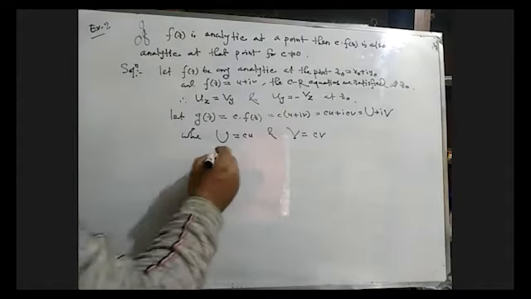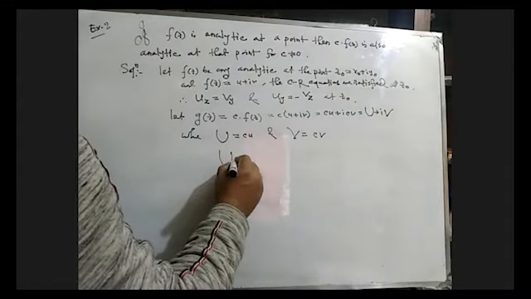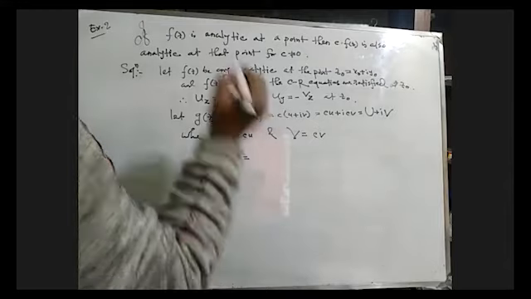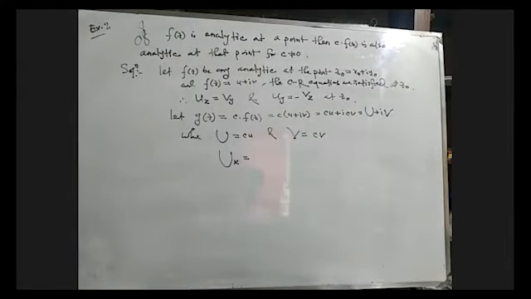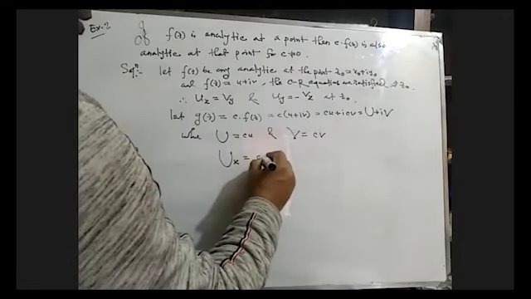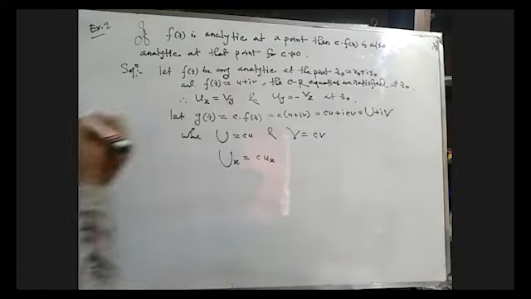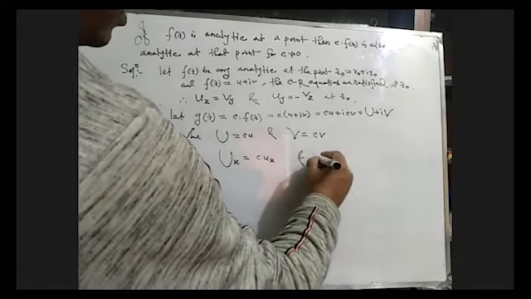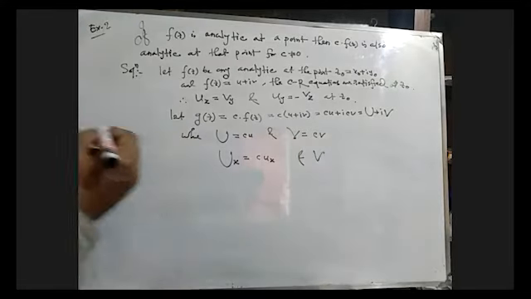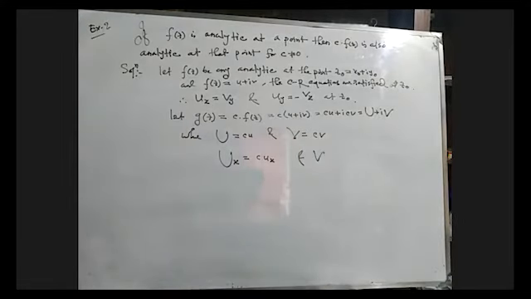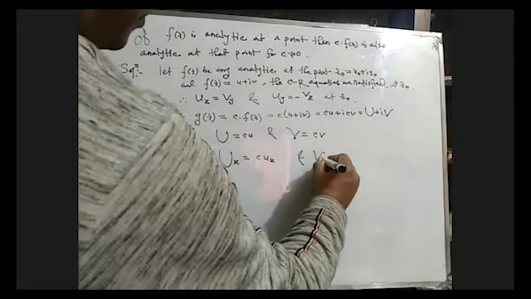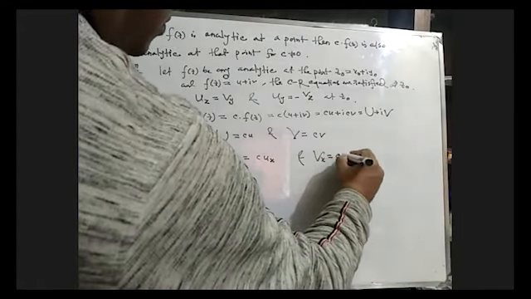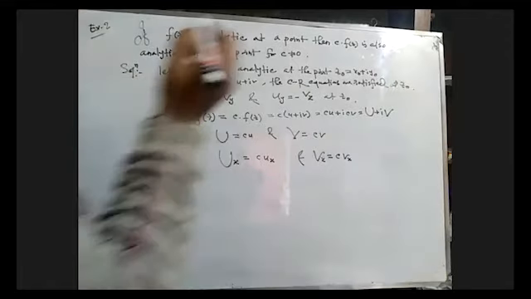Now capital U_x, the partial differentiation of capital U with respect to x, what will be? c into u_x. And the partial differentiation of capital B with respect to x, what will be? c into b_x.